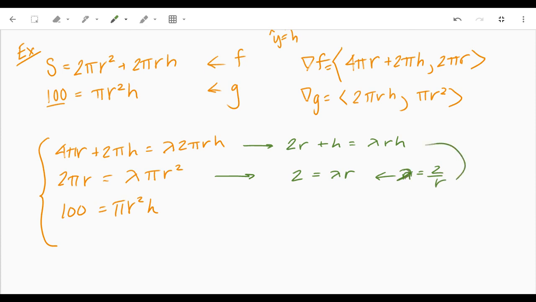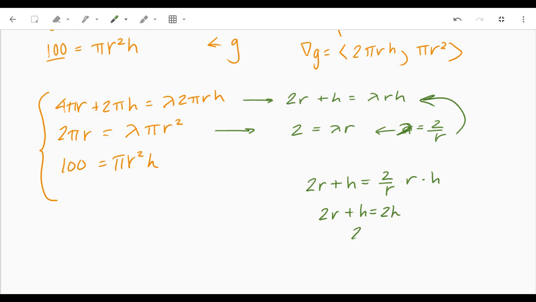And then I can plug it into that guy. So then I'm going to have 2R plus H equals 2 over R times H. So 2R plus H is 2H. Okay, and then we get R, 2R is H. Okay, that's a good little relationship there, because then we can plug that into our third one.